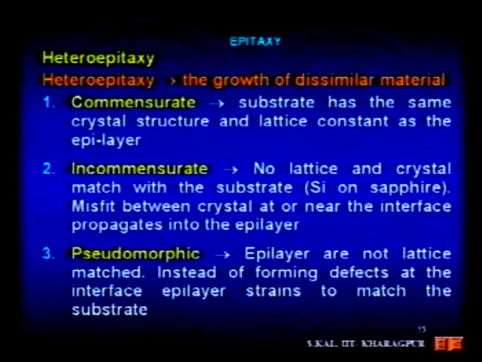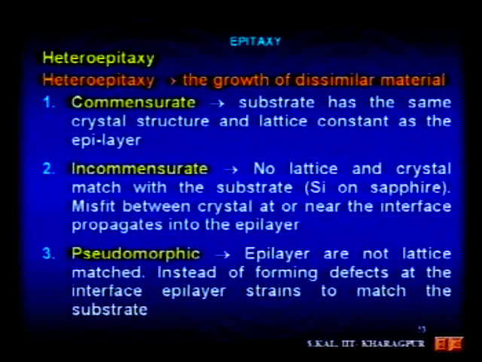So there are three types. These are known as heteroepitaxial growth, the growth of dissimilar material. There are three classes of heteroepitaxial growth. These are known as commensurate, incommensurate, and pseudomorphic. The commensurate class of heteroepitaxial growth involves a substrate which has the same crystal structure and lattice constant as the epi layer.